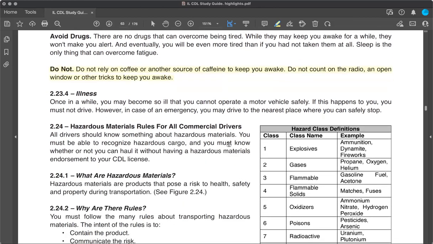And now the last part of section 2 talks about hazardous materials. 2.24 talks about hazardous material rules for all commercial drivers. While you need to have the hazmat endorsement in order to drive certain hazardous materials, we all should be familiar with these things. And it goes through some basic things.